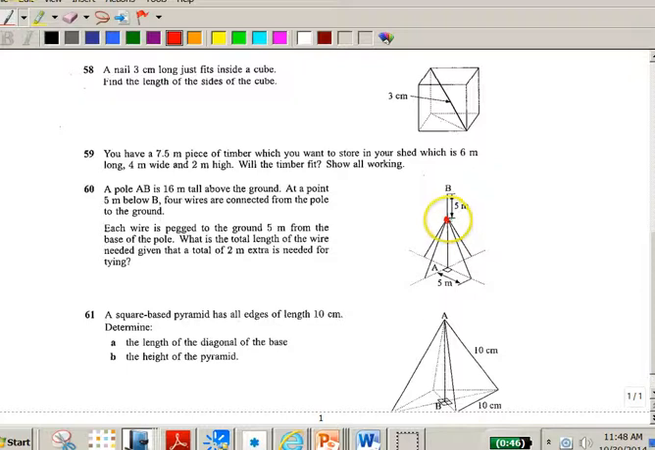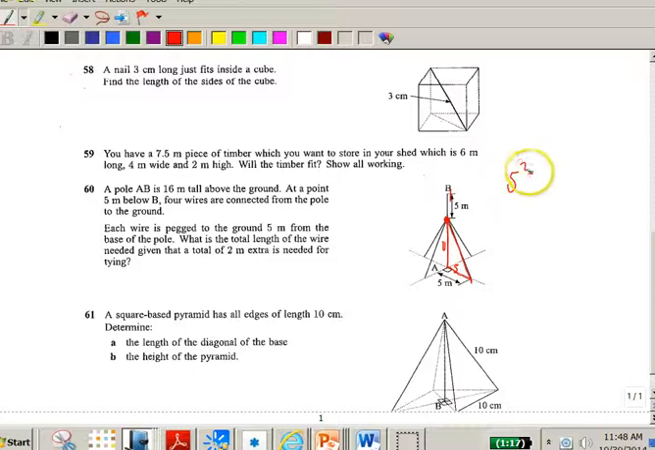Well, it tells you that from the red dot, the top where the wires are tied, to B is 5, so that means that distance would have to be 11. And since that's 11, and this is marked as 5, that's the distance the wires are tied from the point where it's tied. That distance is 5. All you have to do is find the hypotenuse of that triangle, and that'll give you the length of the wire.